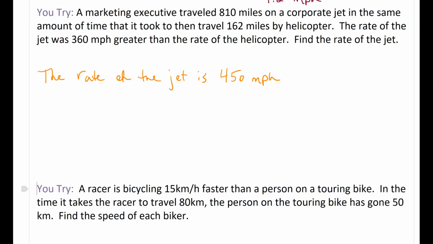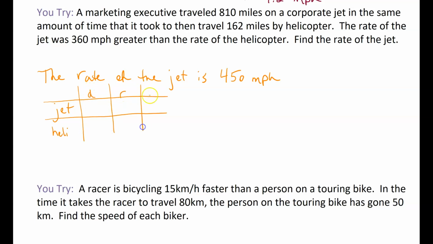So again, two situations, right? We have the jet, and then we have the helicopter. We have a distance, we have a rate, we have a time. The distance on the jet, 810. The distance on the helicopter, 162. The rate of the jet was 360 more than the rate of the helicopter. We don't know the rate of the helicopter, so I'm going to call it H, which means the jet is going to be H plus 360.